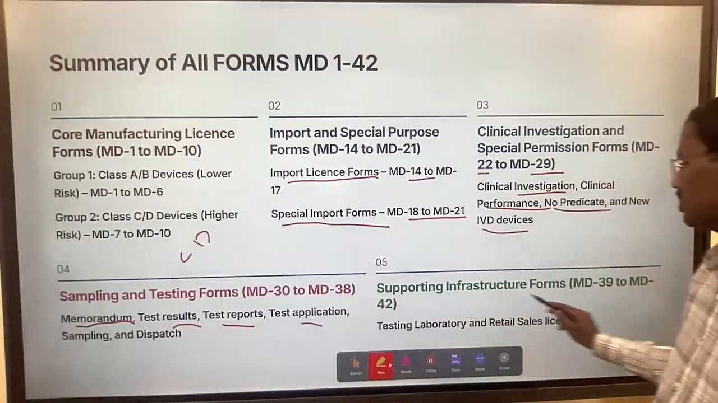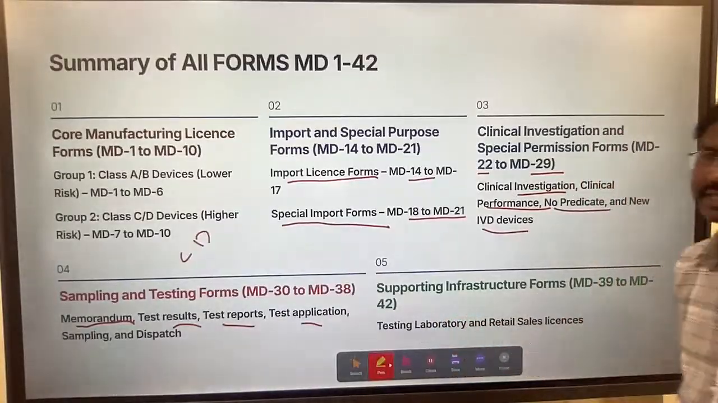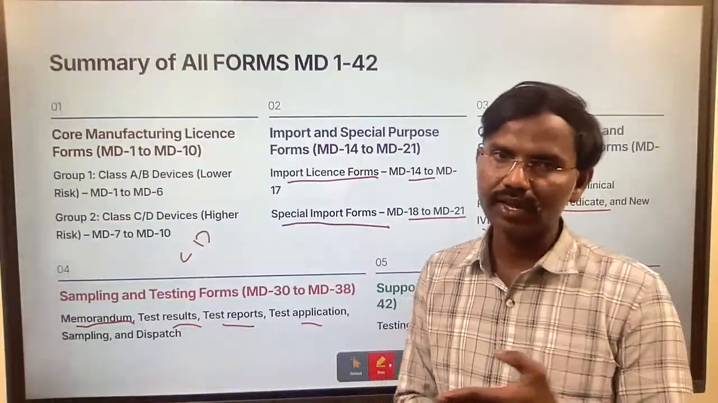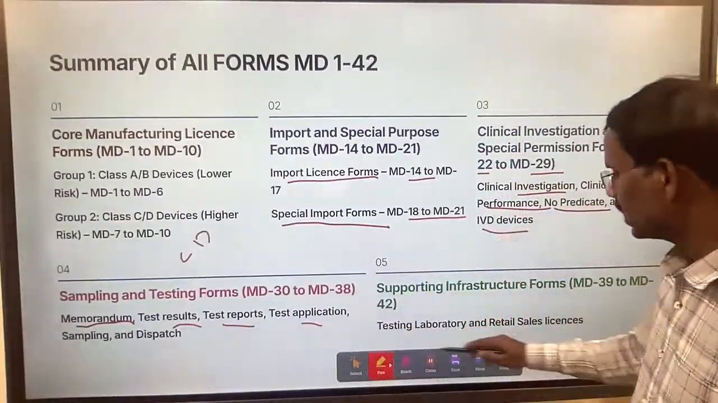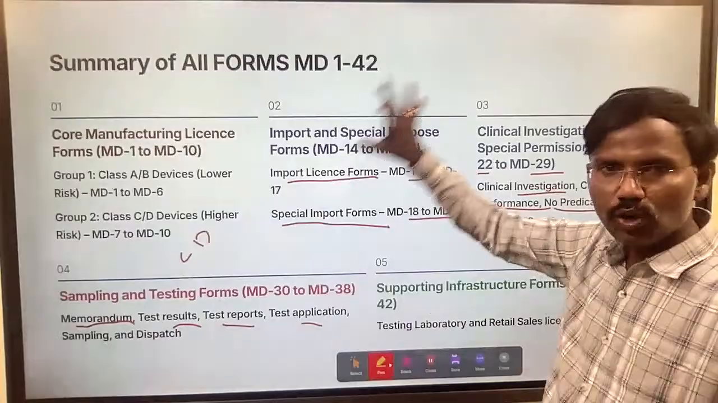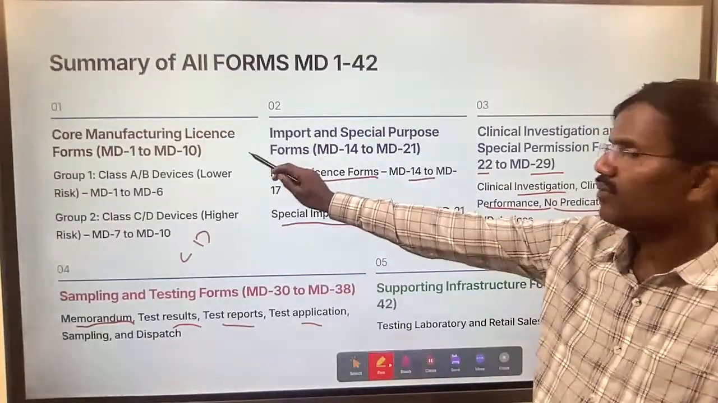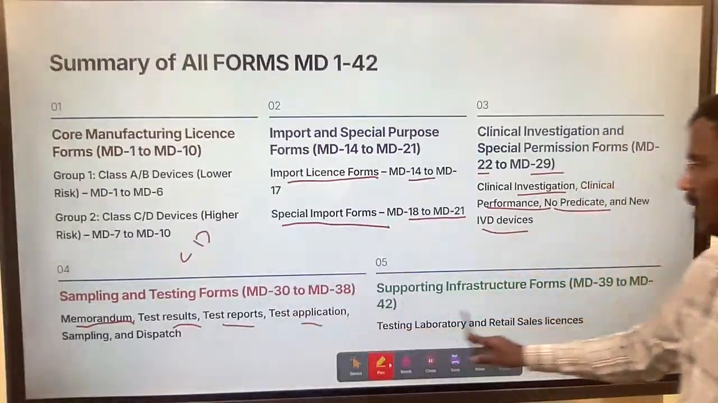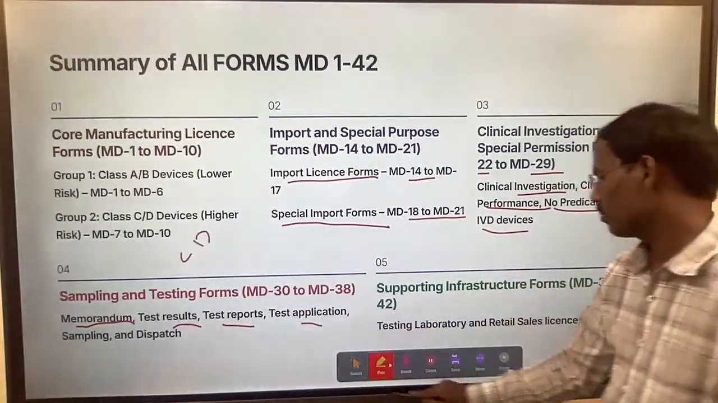Then supporting infrastructure: testing laboratory and retail sale of medical devices. We'll talk about 41 and 42. How to remember this, I'll tell you individually now. So this is the overall story: core manufacturing, import, clinical investigation, sampling and testing, and supporting infrastructure. Now we will go one by one.